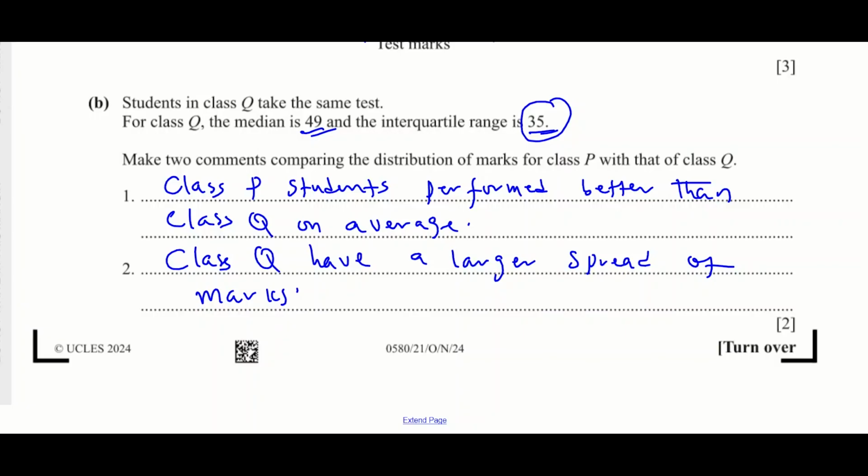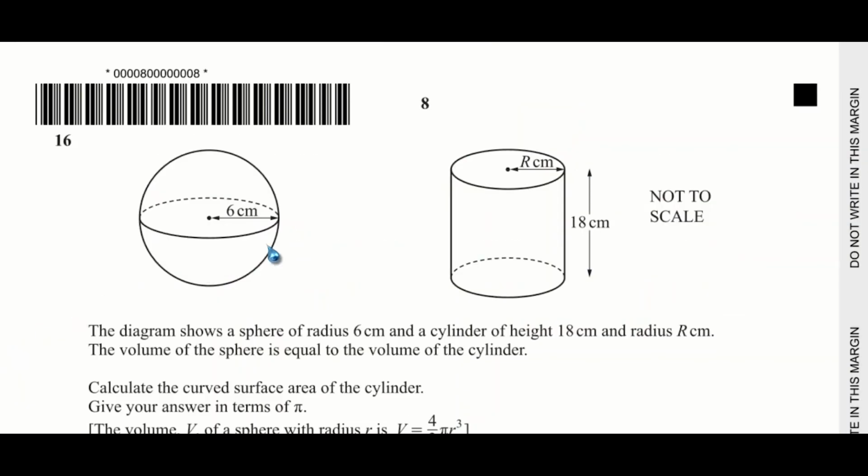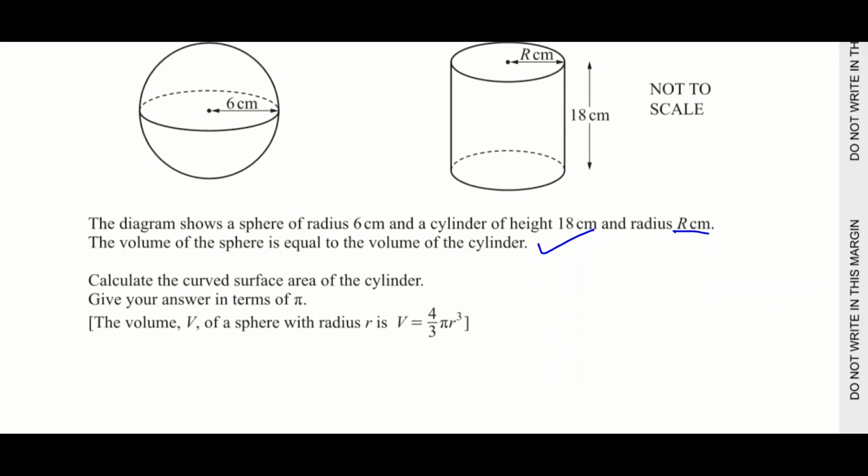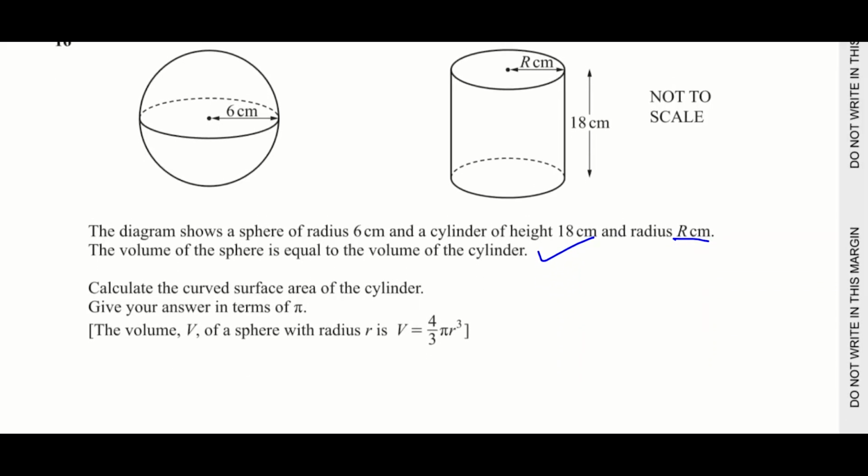So let's go to the next question. That will be question 16. The diagram shows a sphere of radius 6 centimeters and a cylinder of height 18 centimeters and radius r centimeters. The volume of the sphere is equal to the volume of the cylinder. So this is very key. Calculate the curved surface area of the cylinder. Give your answer in terms of pi.